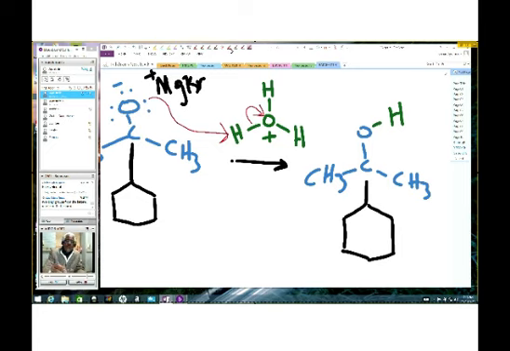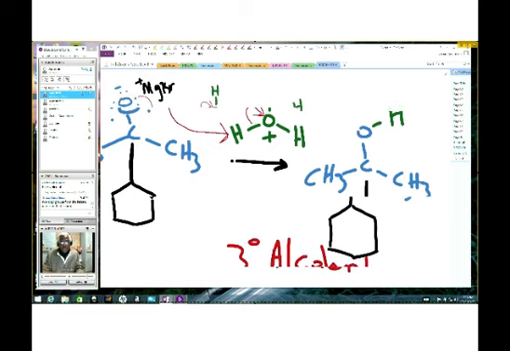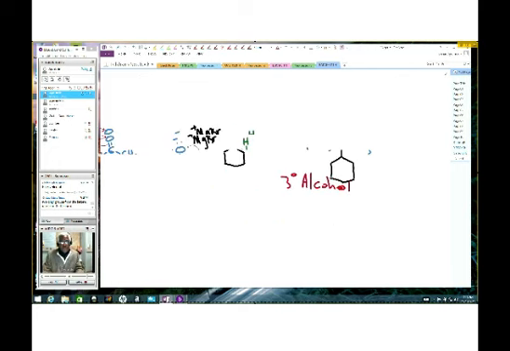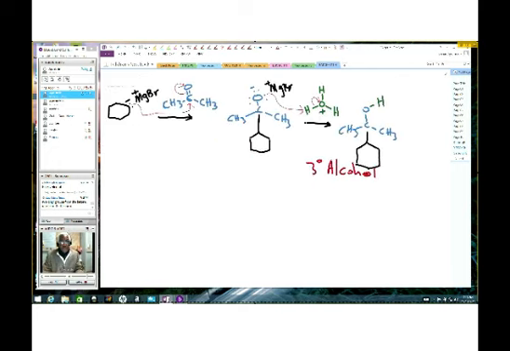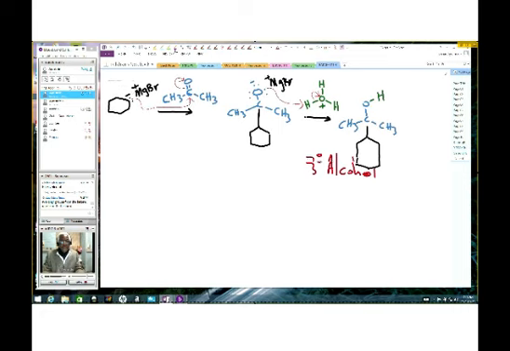A tertiary alcohol. Okay, so let us recap everything that we've done so far. Okay, so what we have here, we started with this Grignard reagent, reacting with a ketone to form an intermediate alkoxide ion. And then when we protonated the intermediate alkoxide ion, we ended up with a tertiary alcohol.